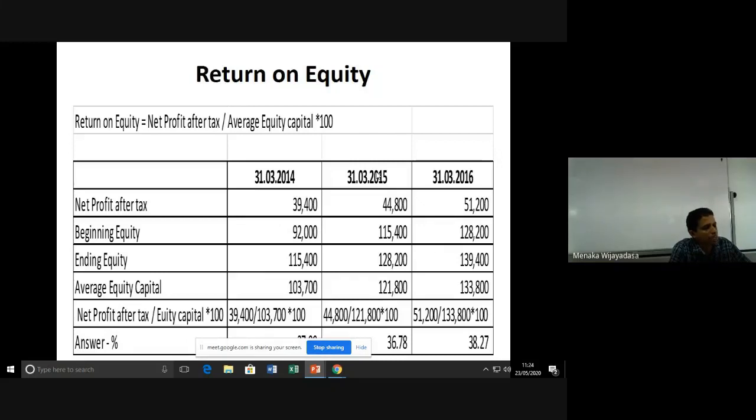Why do we take the average equity? The first item, net profit after tax, is from the income statement. But the second item in the ratio, that is equity capital, is from the statement of financial position. Therefore, the item from the statement of financial position needs to be an average figure, right? Now, when you take an average figure, it reduces the as-at-date positions of individual items in the financial statements, right?